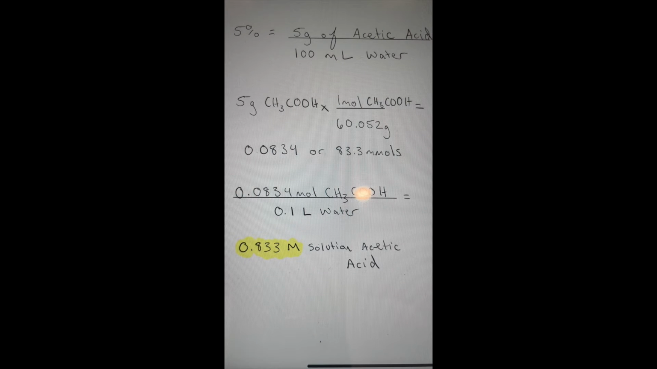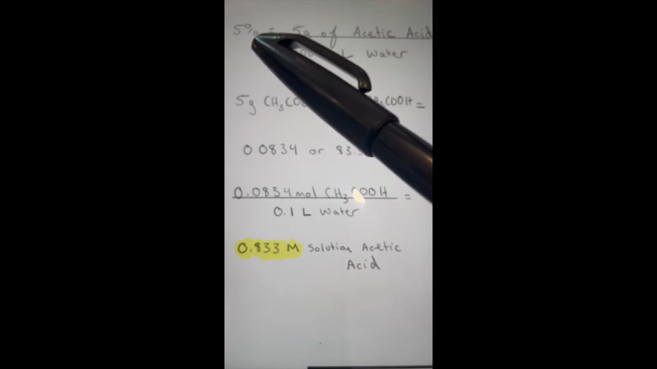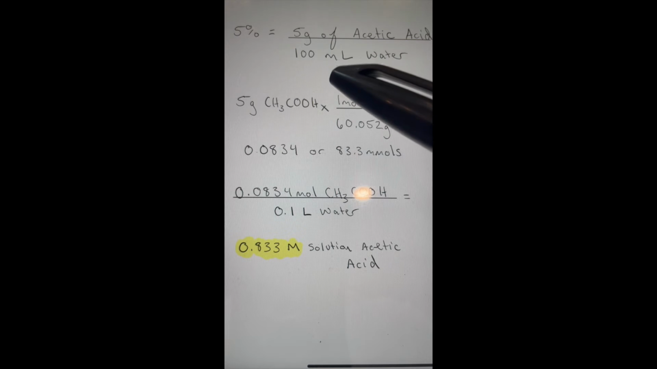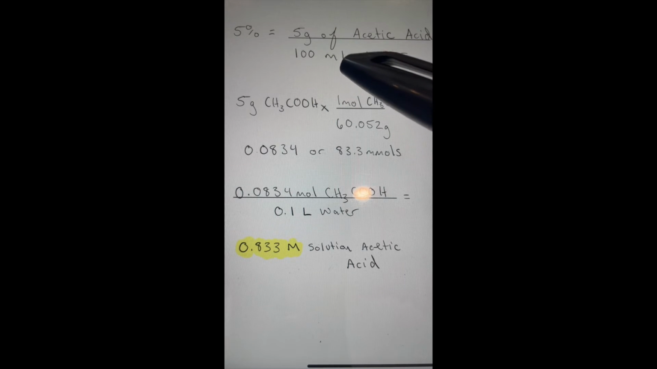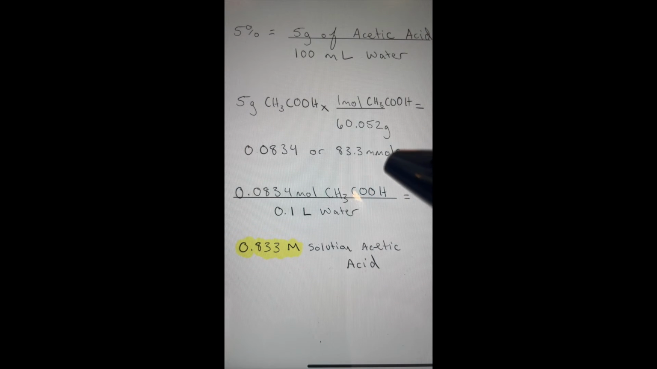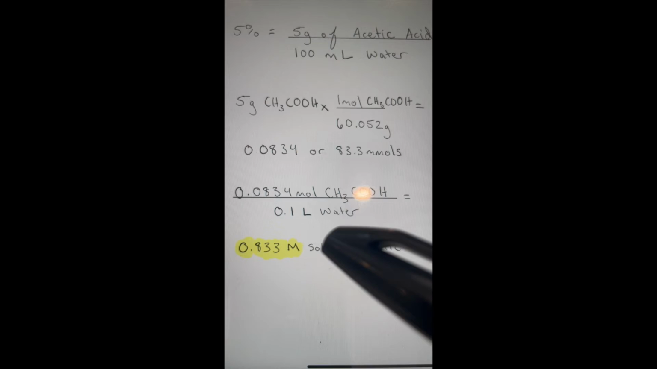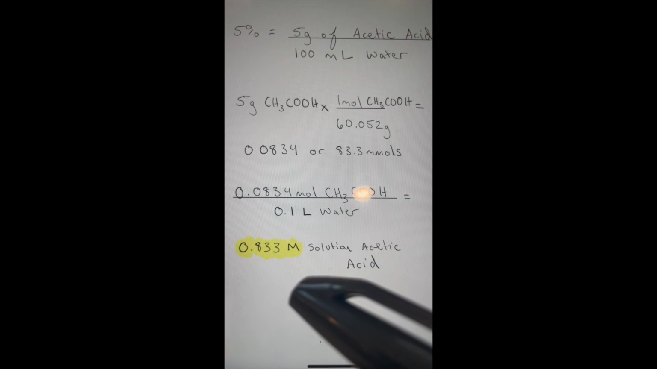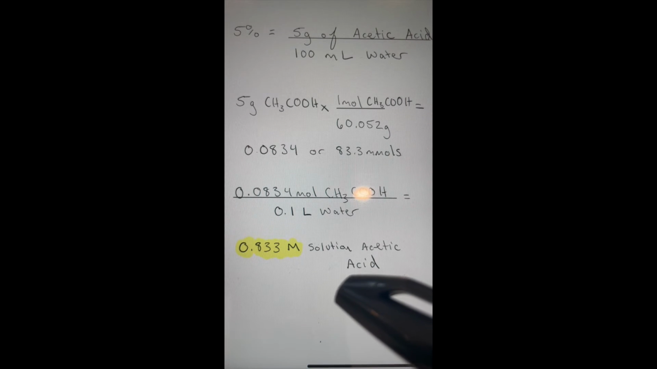Now we unfortunately have to do some math. Today we will be using 5% vinegar, which means there's 5 grams of acetic acid per 100 milliliters of water. Using the molecular weight, we find that in 5 grams of acetic acid, there's 83 millimoles. Using that over 0.1 liters, we get a 0.833 molar solution of acetic acid.